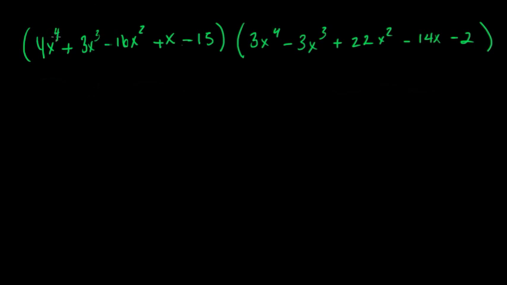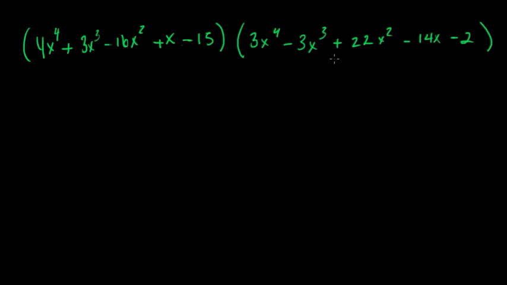Now, let's look at this here. If we were going to use our old-fashioned method, we'd have to take this number and distribute it to everything in here, then this number distributed to everything in here, and so on for each term. It's a lot. We have 4x to the fourth times 3x to the fourth, and then we have to do all of this, and then we have to do it again for 3x cubed. As you can see, it's a lot.